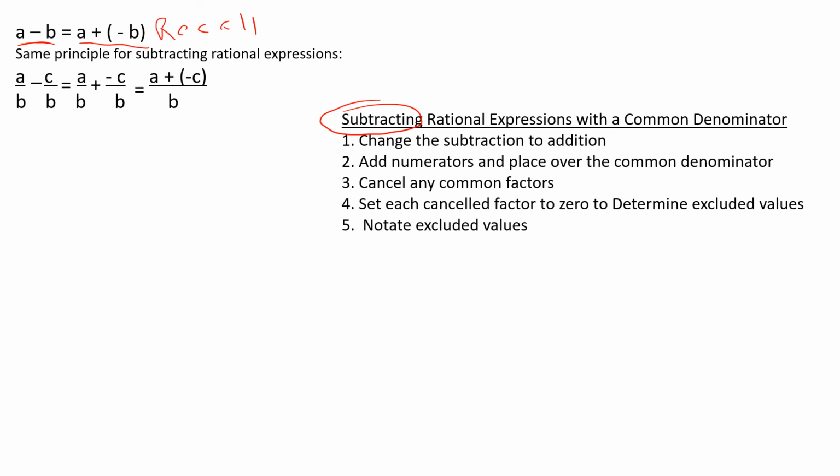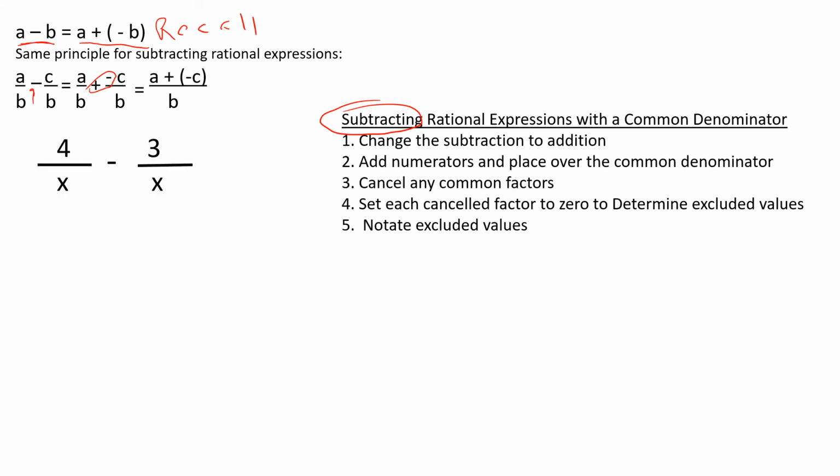So below here I have the fraction a over b minus c over b. I can change this minus sign to a plus negative, which is what they've done. And then I can rewrite that and put that all over as a plus a negative c over b. So that's all you're doing, is you're just changing the subtraction to addition and then following the addition rules that we just did in the previous examples.